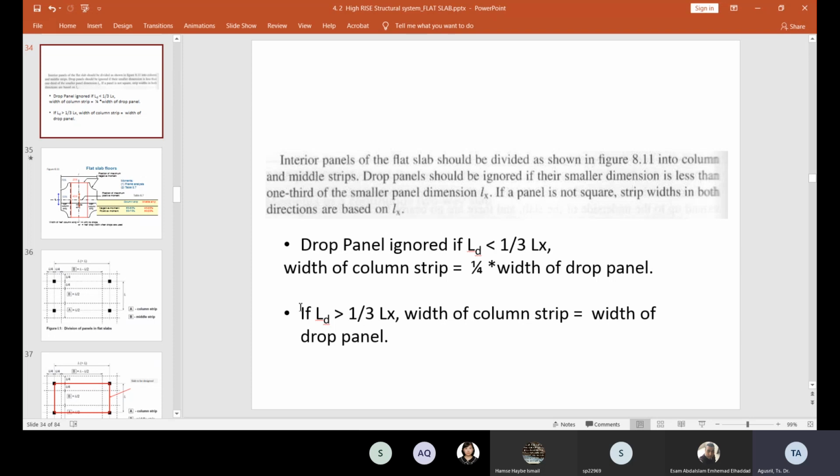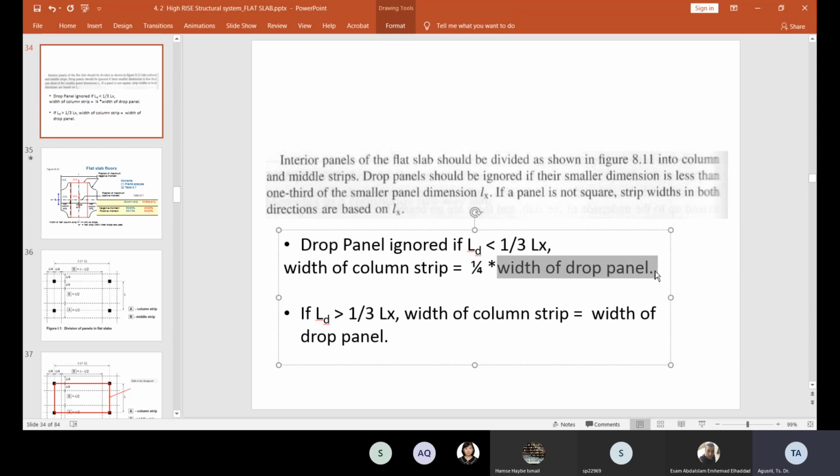And if the width of the drop is higher compared to 1/3 of Lx, then the width of the column strip equals the width of the drop panel. Sorry, this one is not the width of the drop panel. If less than 1/3 Lx, the width of the column strip is 1/4 of Lx.